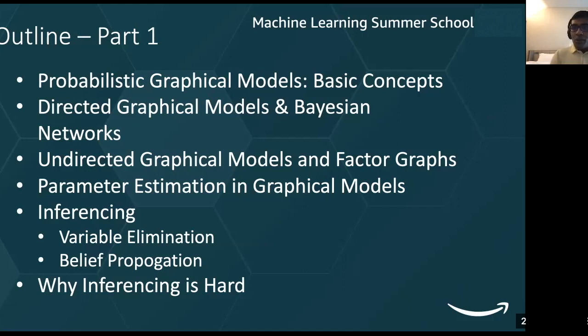And in part two, we will continue the discussion on what methodologies can be employed to make inferencing practical for real-world problems.